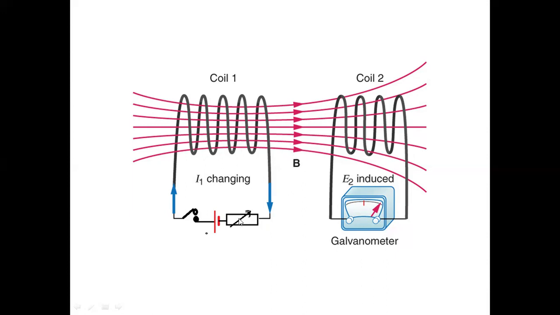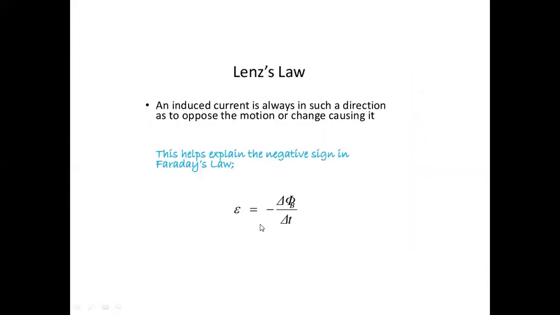So we can constantly adjust the position of the rheostat or variable resistor. We can keep on increasing and decreasing the current, and we can vary the magnetic flux through coil 2, and EMF will be induced. The faster the current changes, the more EMF will be induced. In the same way, if we are using a magnet, then the faster the magnet moves towards or away from the coil, the greater will be the EMF.